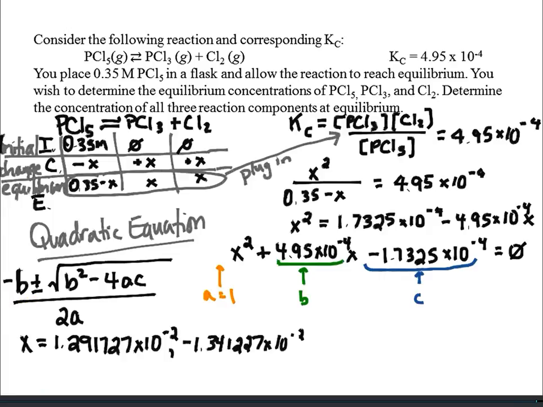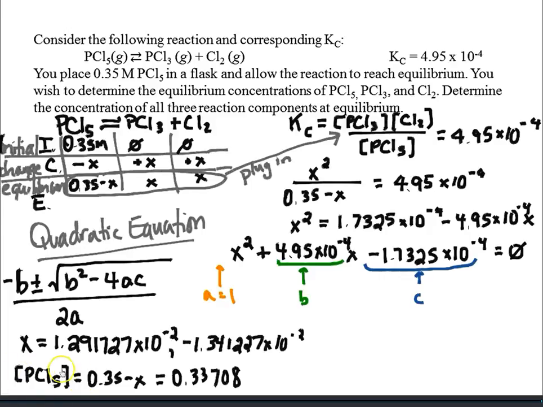And when you use the quadratic equation, you get two roots. These are the two roots I get. One of them is a negative number, which can't be true because that's the equilibrium concentration of our two products. You can't have a negative concentration, so that can't be true. So we're going to eliminate the second root and only use this 1.291727 times 10 to the minus 2.